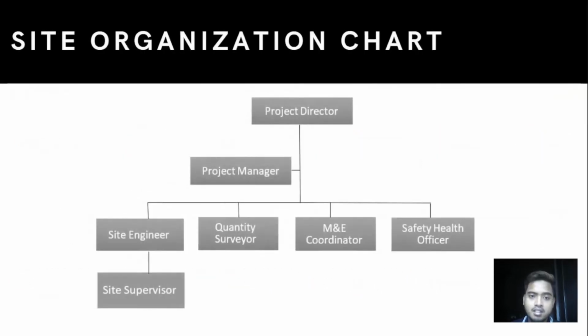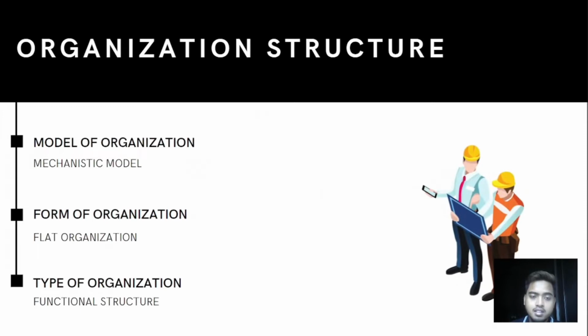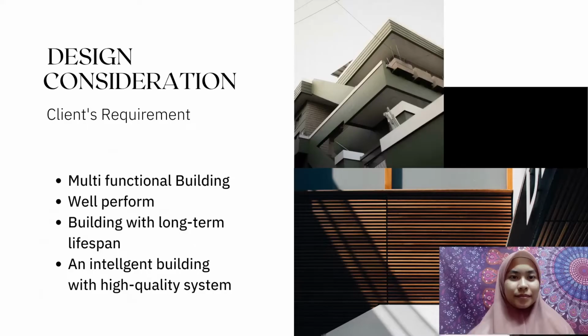Next is site organization chart. This is the organization chart for this project. Next is organization structure. Based on my research and comparison, the model of organization is the mechanistic model, the form of organization is flat organization, and the type of organization is functional structure.